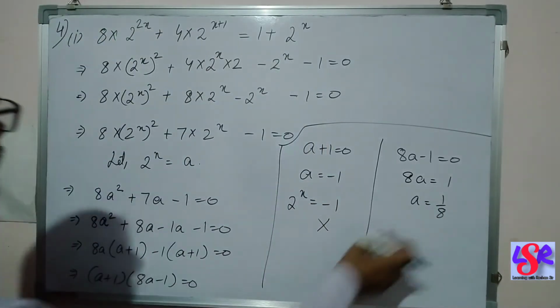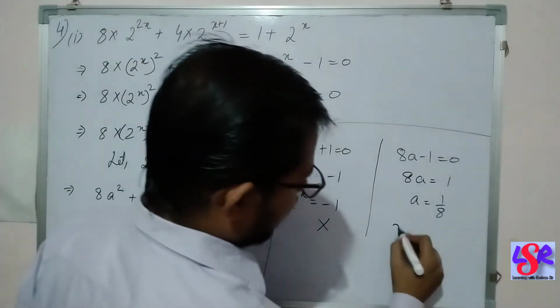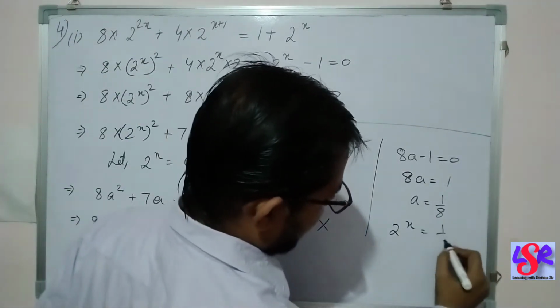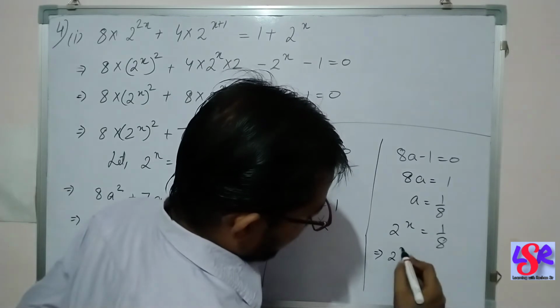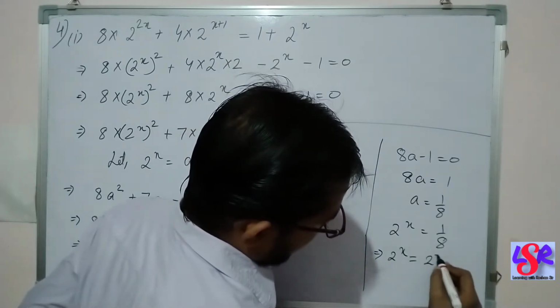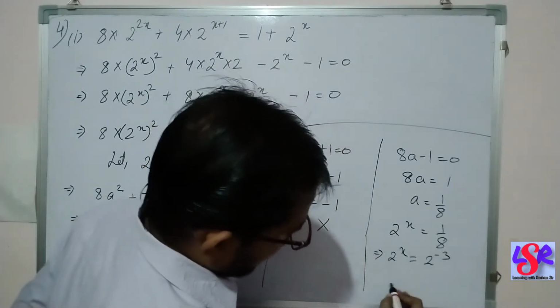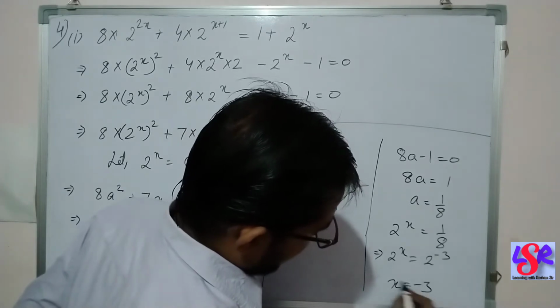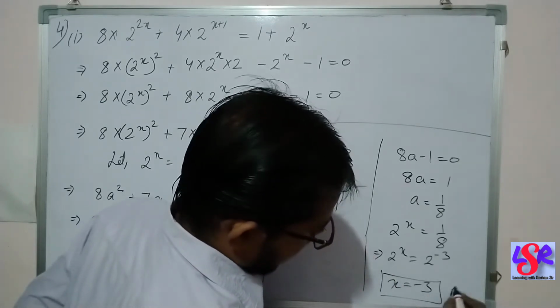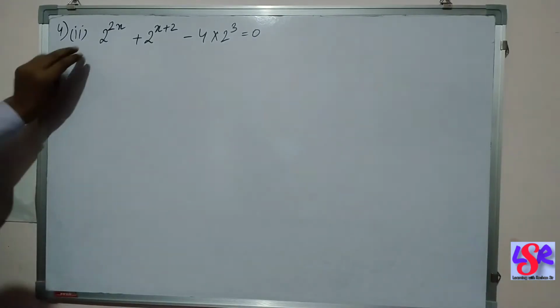Now we can place the value of a as 2 to the power x equals to 1 upon 8. Now this can be written as 2 to the power x equals to 2 to the power minus 3. And the bases are same, so the powers will be equal and x will be equals to minus 3 as answer. Now let's go with question number 4, second part.